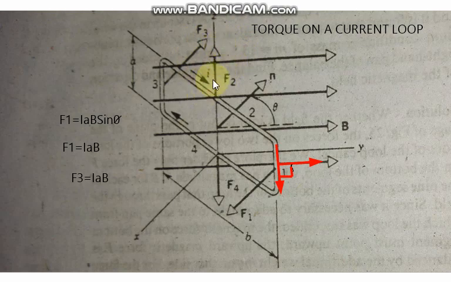So this rectangular loop carrying the current I and placed in the magnetic field B will turn counterclockwise about this z-axis. This is the axis of rotation for this current loop.